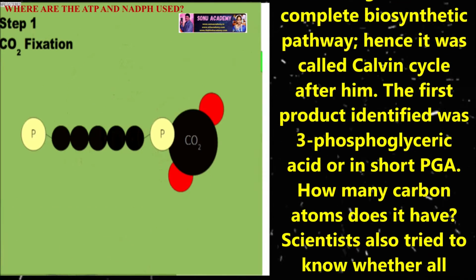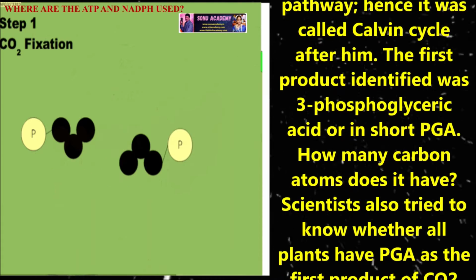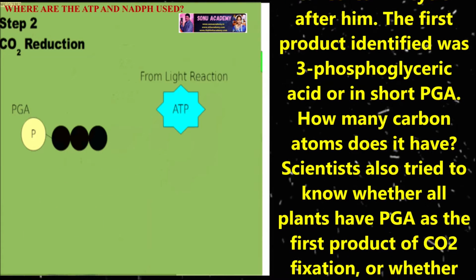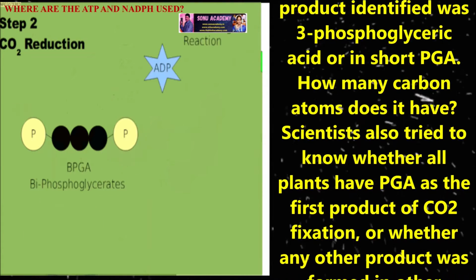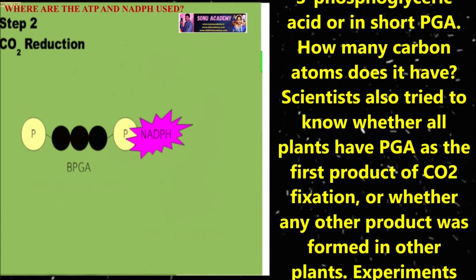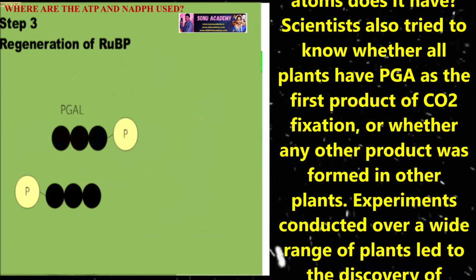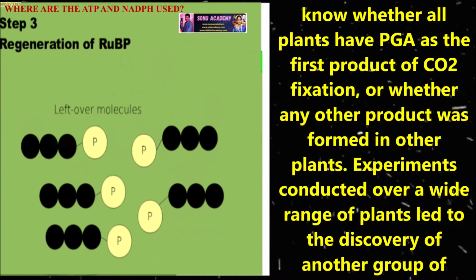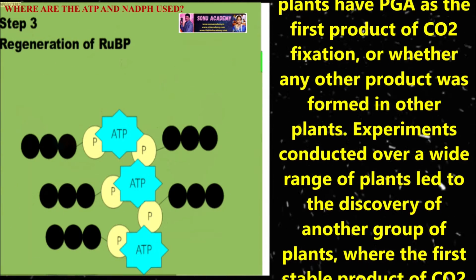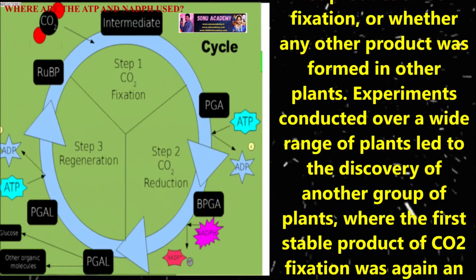This first product identified was 3-phosphoglyceric acid, or in short PGA. How many carbon atoms does it have? Scientists also tried to know whether all plants have PGA as the first product of CO2 fixation, or whether any other product was formed in other plants.